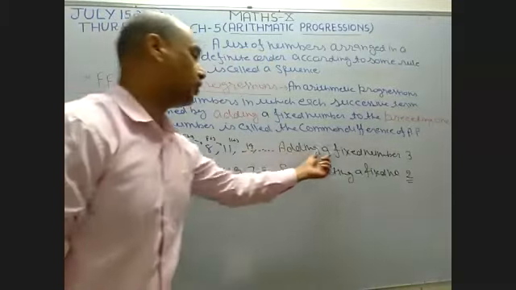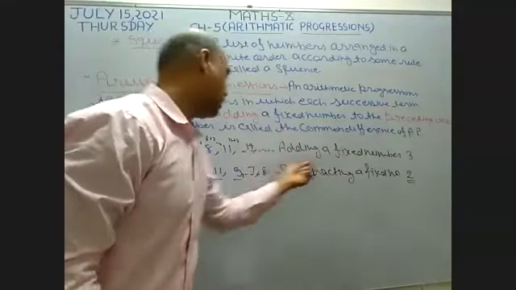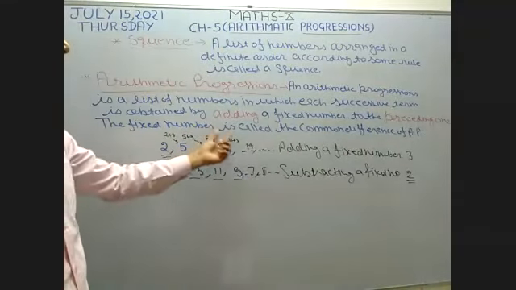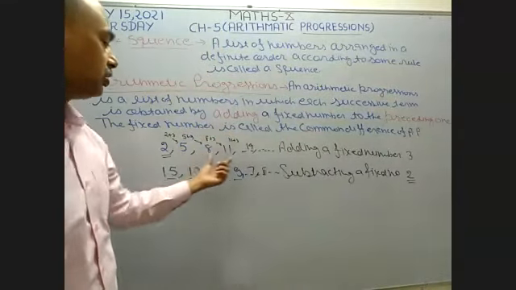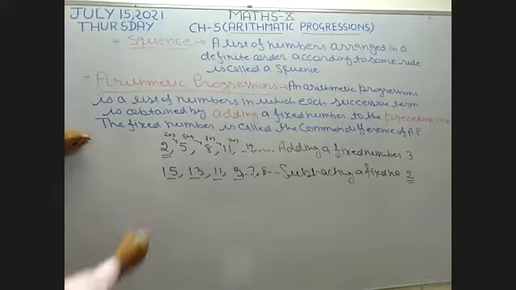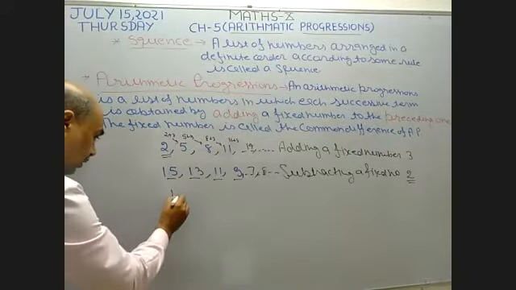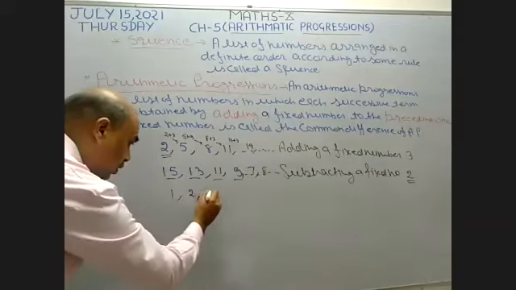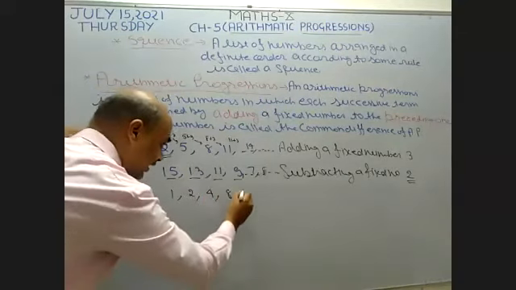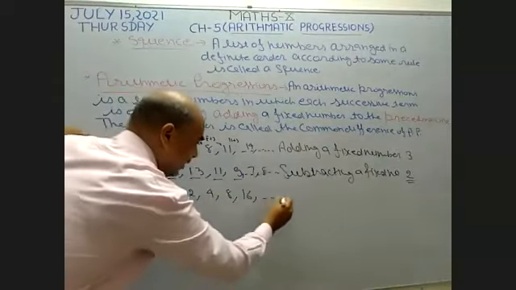The earlier one is the addition of fixed number 3. I want to add 3 again and again. So that sequence follows this rule. Now I want to write one more sequence here: 1, 2, 4, 8, 16, and so on.